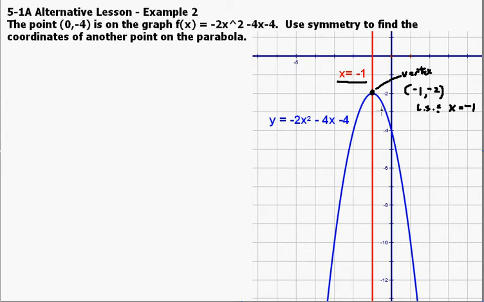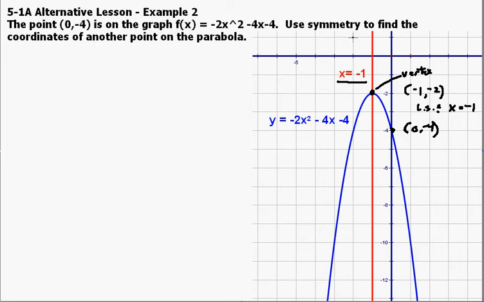Okay? So this causes a reflection. This is the line where the parabola is reflected. I keep saying point, it's the line. If we were to fold this parabola over that line, it would fold on top of each other. They told us that (0, -4), which is this point right here, is a point on the parabola, which it is.